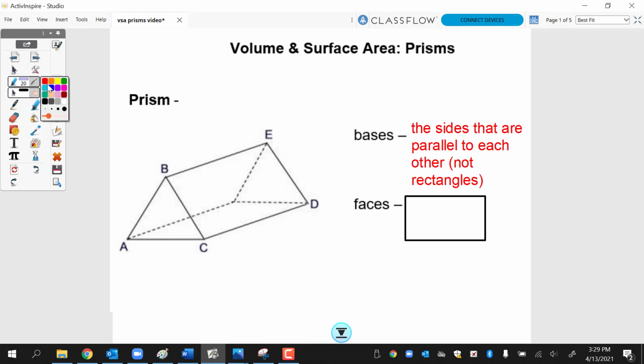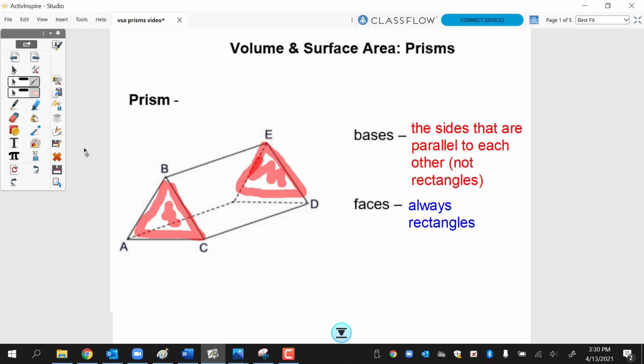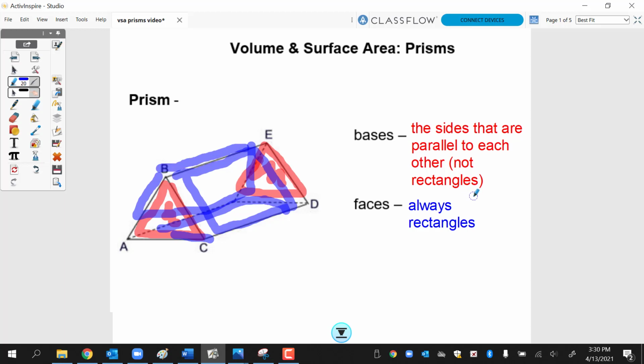So we're going to shade in the bases. So these triangles, those are the bases, both of those triangles. There's two of them, okay? There's always just two bases. The other sides, the non-bases, are called faces, and they are always rectangles. So we're just going to outline our faces. So that's going to be on this side facing us, on the bottom, I know it's kind of ugly, and on the side over there, okay? Those are all our faces.